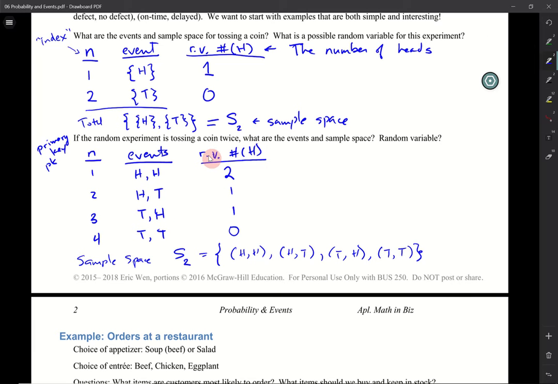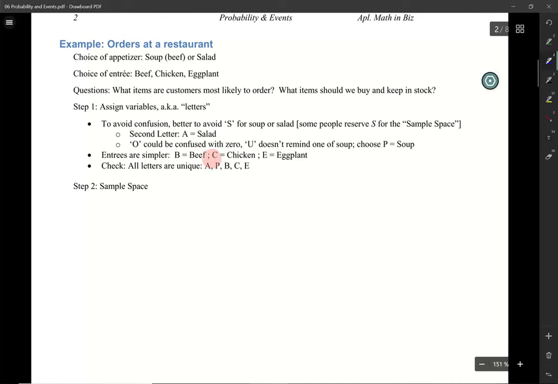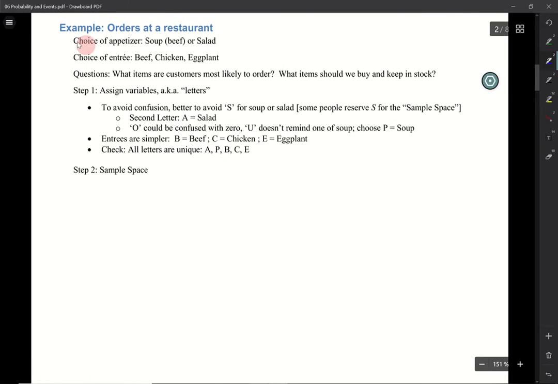Okay. So another example would be orders at a restaurant. Suppose that at a restaurant there's a choice of appetizer, soup, say it's beef soup, or salad, so you could choose a soup or salad. And then for your entree, there's a beef choice, a chicken choice, and an eggplant choice.